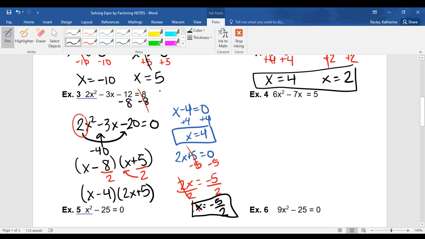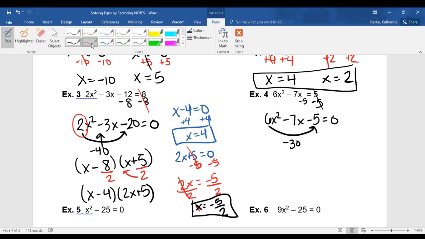First step, set it equal to 0, so I'm going to have to move this 5 to the other side by subtracting it, always doing the opposite of what happens. So I get 6x squared minus 7x. There's no c over here, so I'm just going to put it at the end. Equals 0, cancels out there. Now, again, I'm going to have to do our slide and divide method. So 6 times negative 5 gives me negative 30.